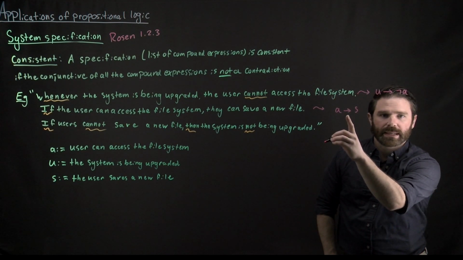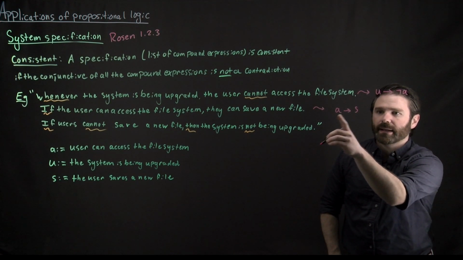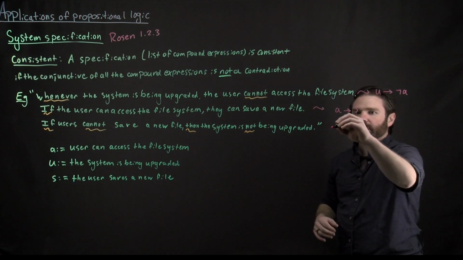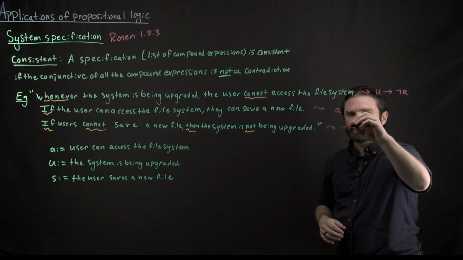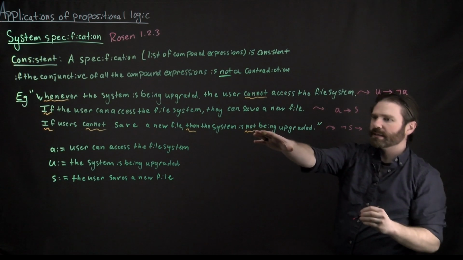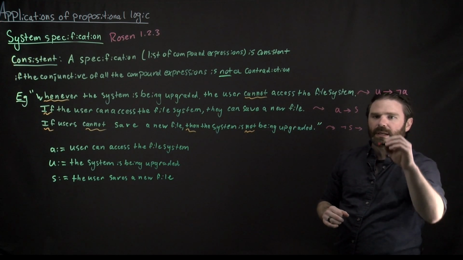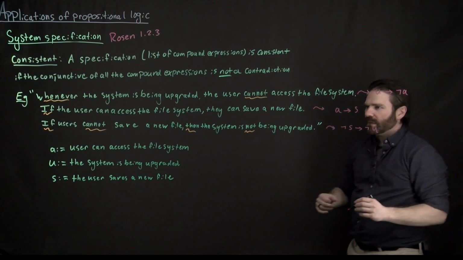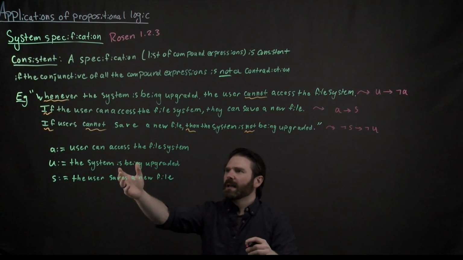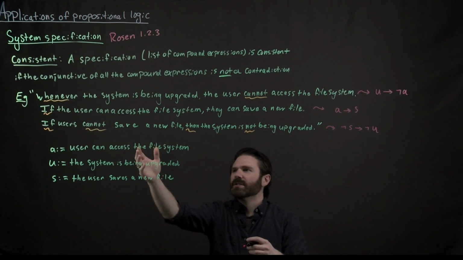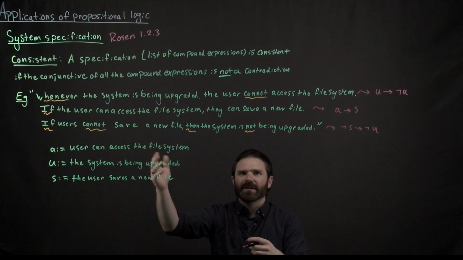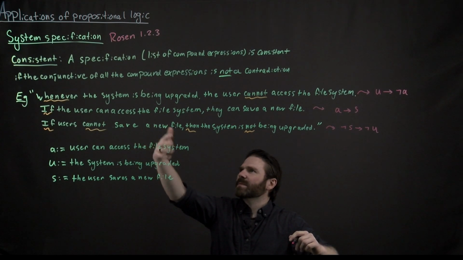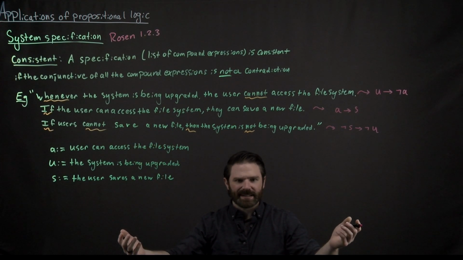So A implies S right here, or if A, then S. And then lastly, if a user cannot save a new file, then the system is not being upgraded. Initially, when you look at this, you might think, well, this is a weird bunch of specifications. If the user cannot save a new file, then the system is not being upgraded. Is this system specification actually consistent or not?